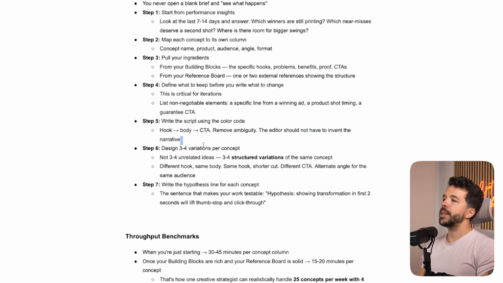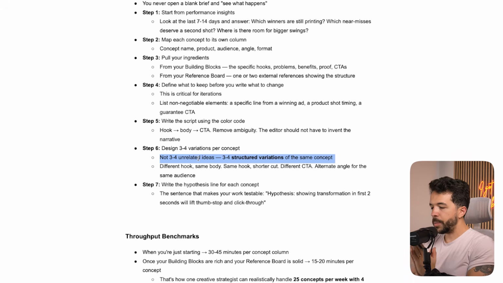Step 6, design 3 to 4 variations per concept, not 3 to 4 unrelated ideas, but 3 to 4 structured variations of the same concept. Most important part here, you want to isolate the variable. So you don't want to have a bunch of different variables. You want to focus on one variable per concept.